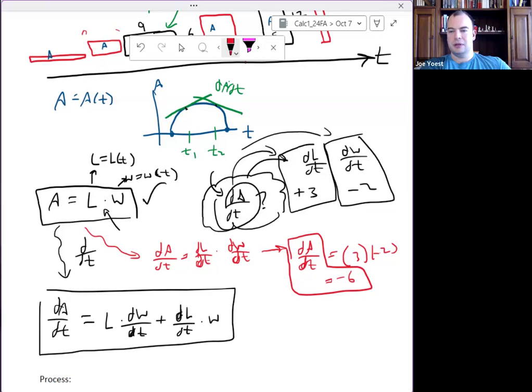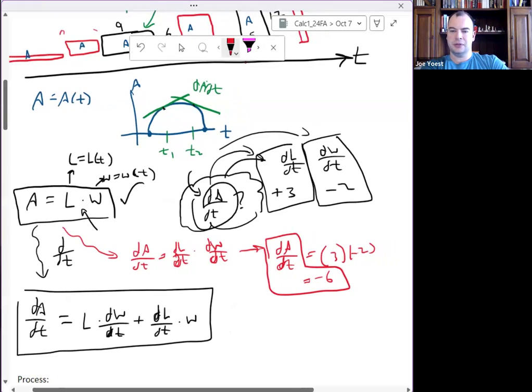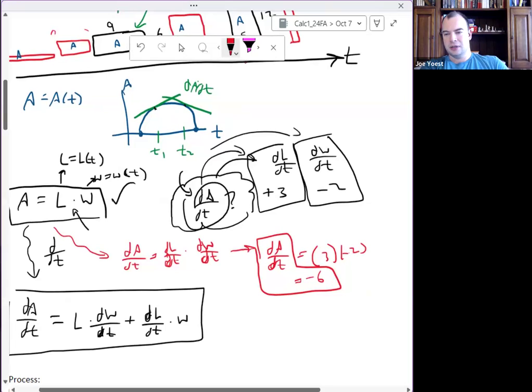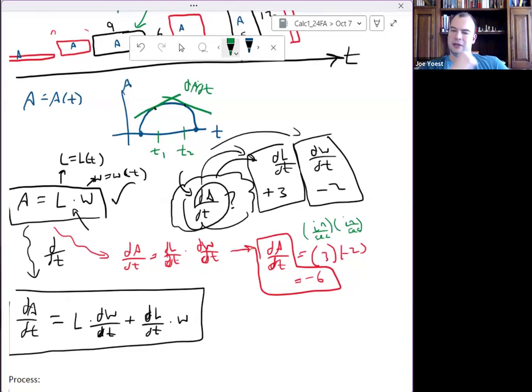Well, I have two issues here. One issue is my units. My inches here are inches per second and inches per second. But dA/dt is a rate of change of area with respect to time. This should be in square inches per second, because area is measured in square inches. But I actually get square inches over square seconds. So my units don't mesh here.